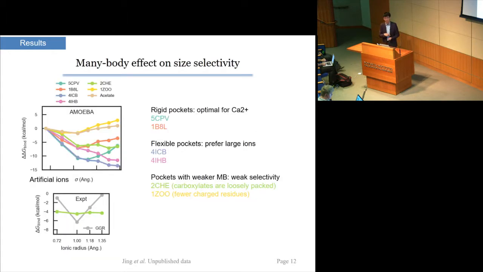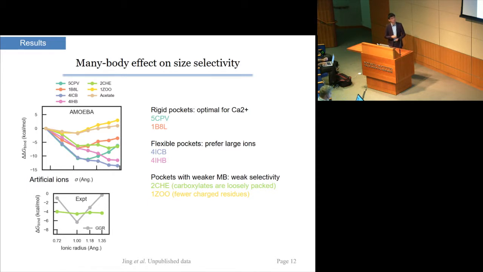So I studied the selectivity for a series of artificial ions in the binding process. It turns out for the rigid pocket, there's a minimum in the binding free energy, which is optimal for calcium binding. But for flexible binding pockets, the free energy decreases monotonically with the ion size.